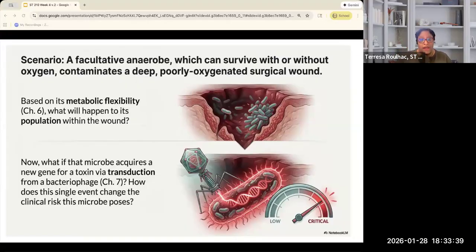The microbe acquires a new toxin gene through transduction from a bacteriophage. One event, one gene. Now, growth may stay the same, but harm has just increased dramatically. That single genetic event can increase tissue damage, intensify inflammation, overwhelm the host's defense, and then escalate a localized infection into a systemic threat.